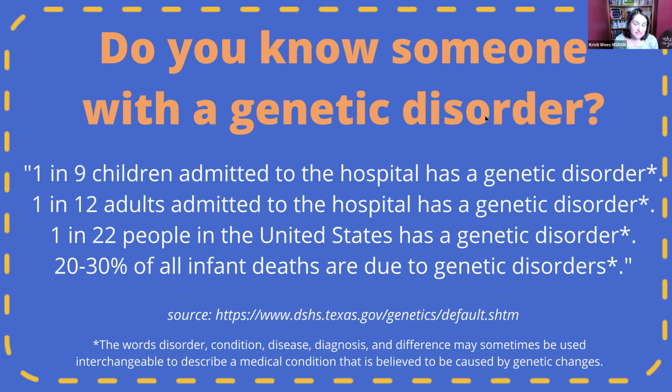So these statistics come from the Department of Health Services in Texas, which is one of our states. And 1 in 9 children admitted to the hospital in the United States has a genetic disorder. 1 in 12 adults admitted to the hospital have a genetic disorder, and 1 in 22 people in the United States have a genetic disorder. Unfortunately, 20 to 30% of all infant deaths can be attributed to a genetic disorder.